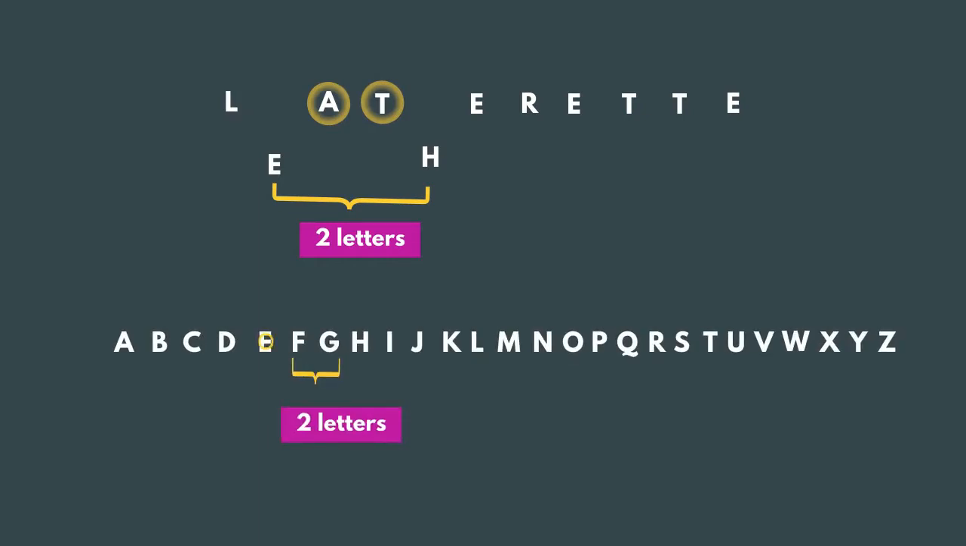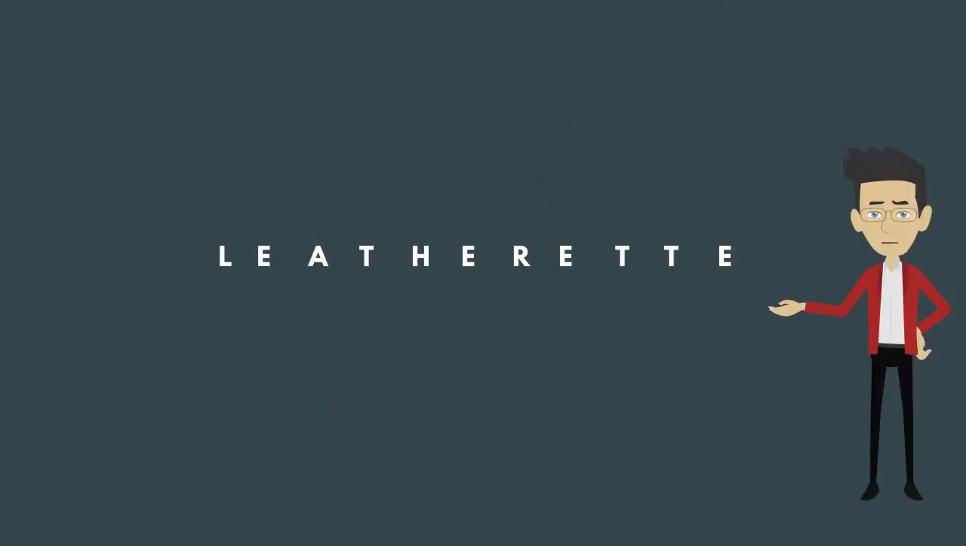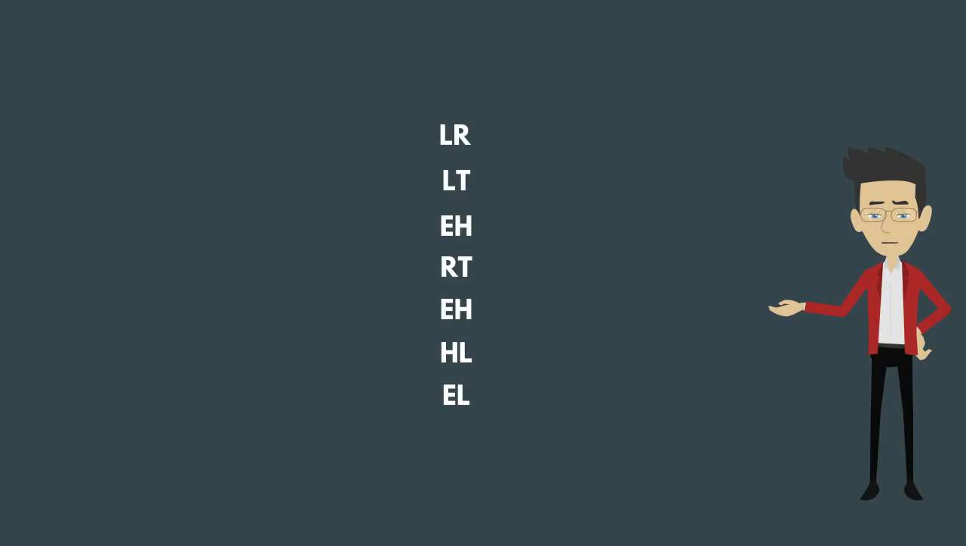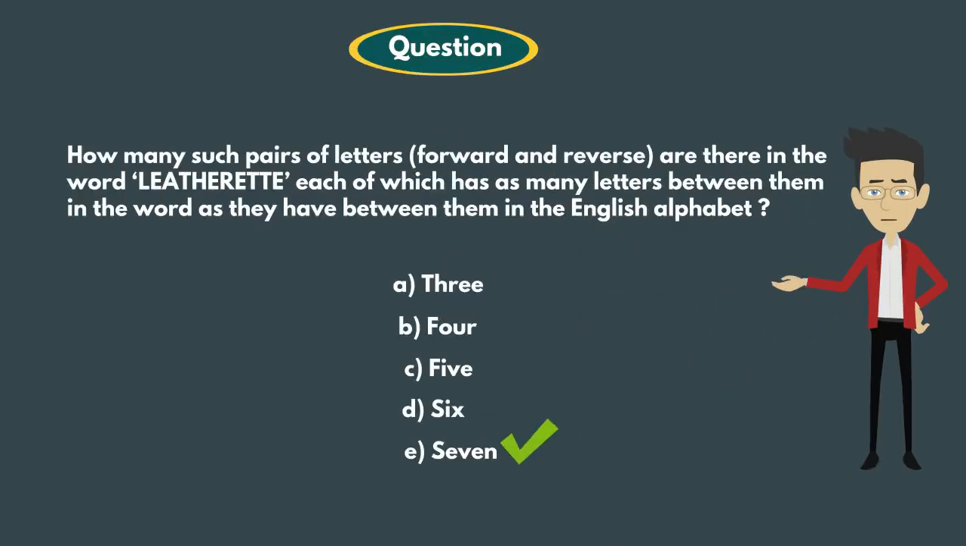There is a pair EH. Here there are 2 letters between E and H in the given word. And in the English alphabet also, there are 2 letters between E and H. So this is a pair. In the same way, we have to check each and every letter with other letters in the word. There are some pairs: HL and EL. So calculating both forward and reverse order, we get a total of 7. So the answer is option E, 7.